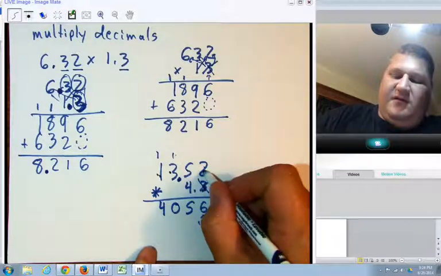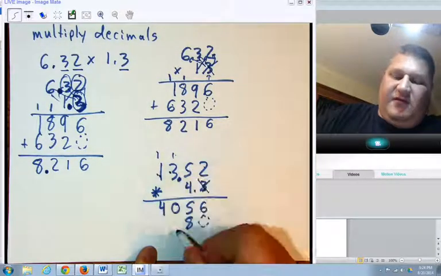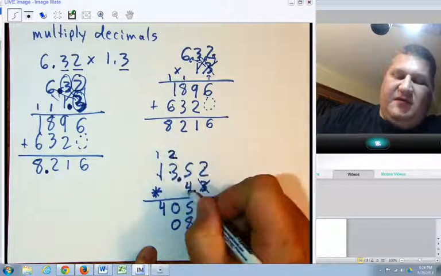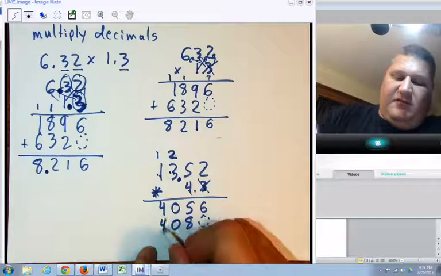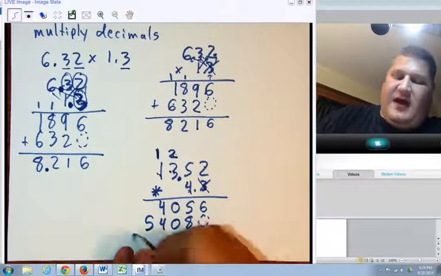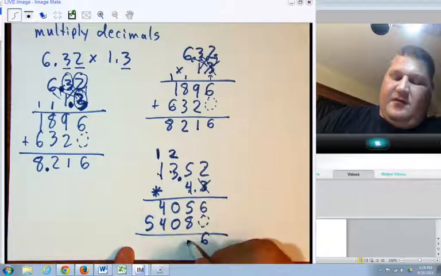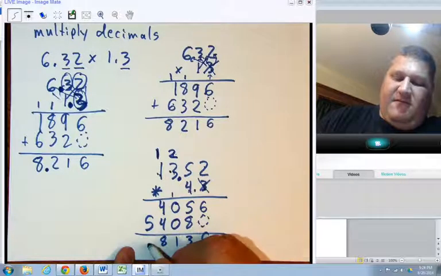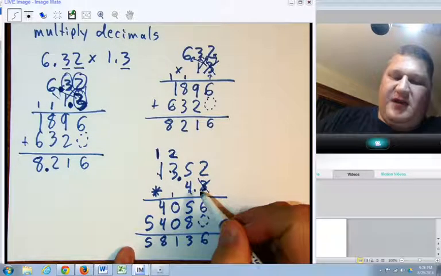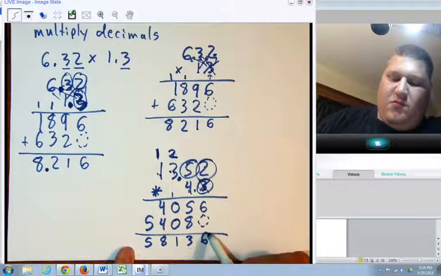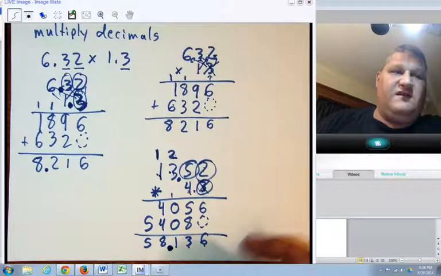4 times 2 is 8. 4 times 5 is actually 20. So 0 here with a 2 up top. It's 12 plus 2 is 14. Put a 1 up top. 4 times 1 is 4 plus 5. Add it all together. 6, 3, 1, 8, 5. And how many places behind the decimal? 1, 2, 3. So my decimal goes right there. That is decimal multiplication.